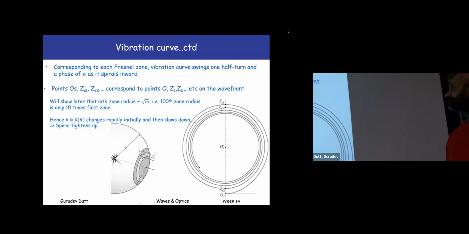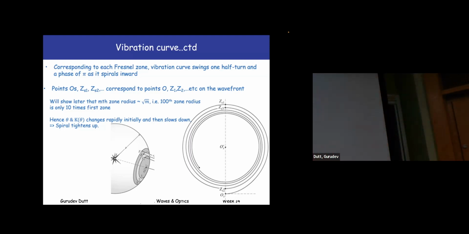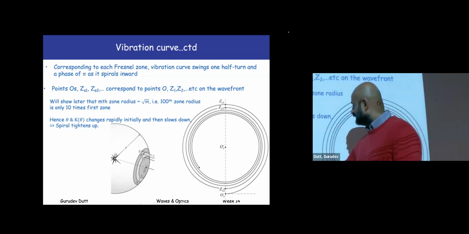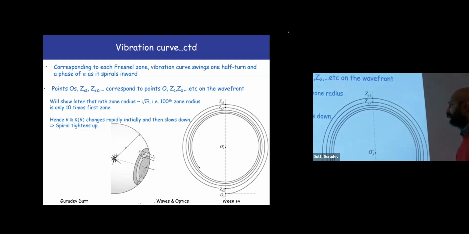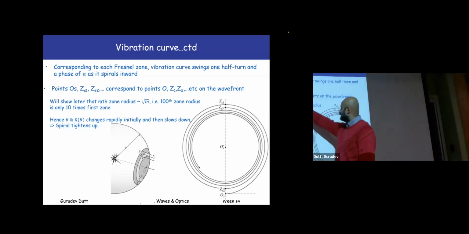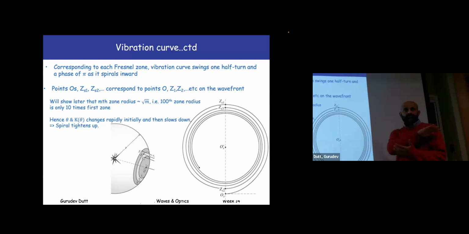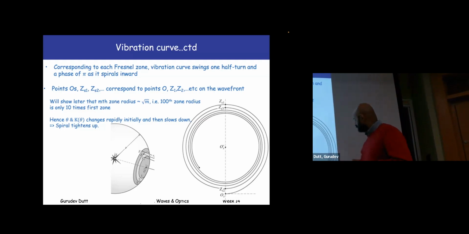One thing to note is that the point where this Z2 is lying on this wavefront has a radius away from the center. That radius is proportional to the square root of M, the zone number. For example, the 100th zone radius is only 10 times the first zone, which means that theta and the obliquity factor K of theta will initially change rapidly, but then slowly grow as M gets larger and larger. So the spiral will not immediately go to 0, but it will slowly tighten and eventually approach 0 at the very end, at OS prime, which corresponds to the point O prime, directly opposite to O.